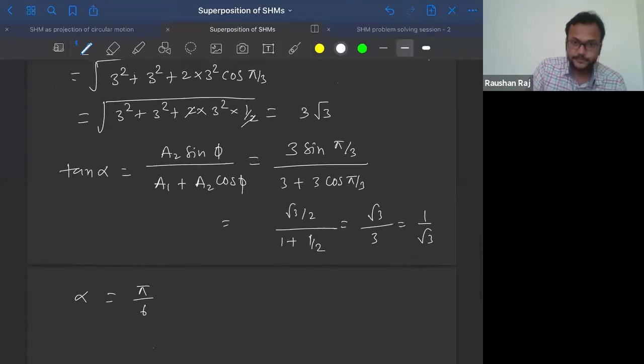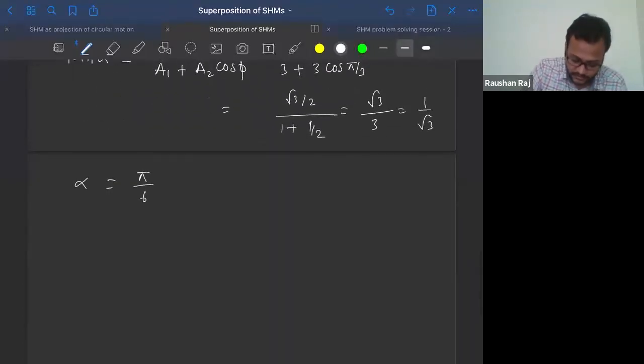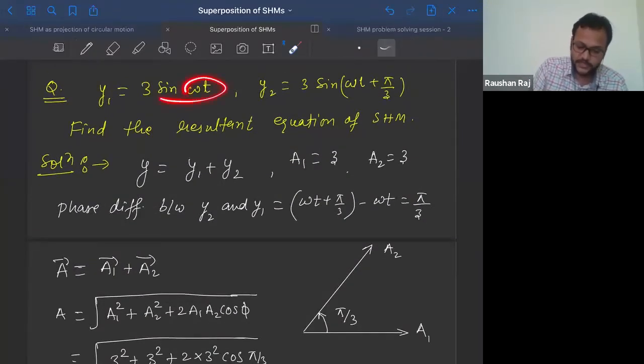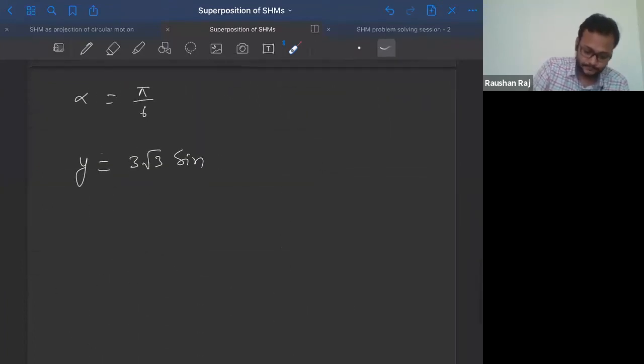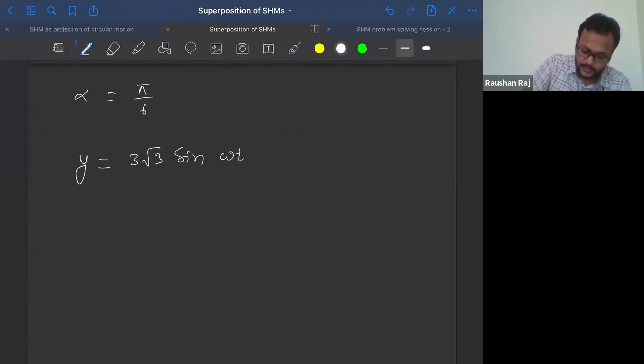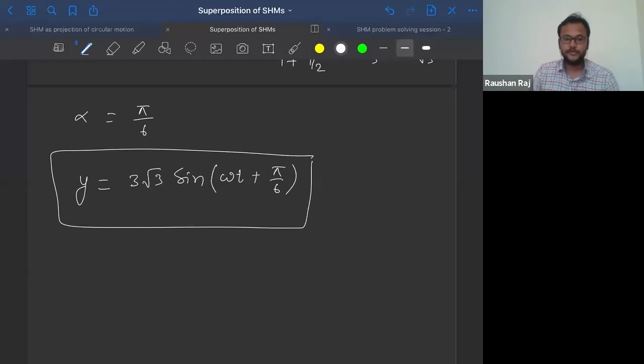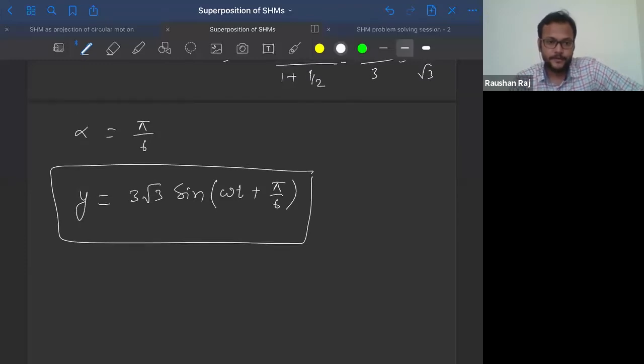Now what should be the resultant equation? Y should be written as resultant amplitude, 3 root 3, into sine of, what is the phase of y1? Phase of y1 is omega t. Put it here: omega t plus, what is the value of alpha? Pi by 6. So this is the resultant equation of simple harmonic motion. Guys, click yes if you understood this. Okay, thank you. Let me write a question for you so that you can also practice.